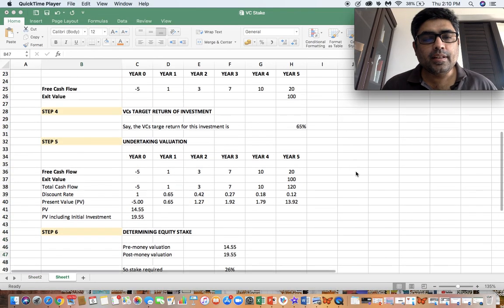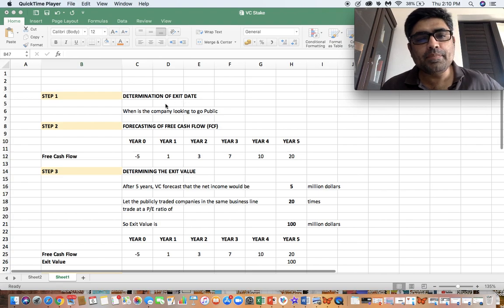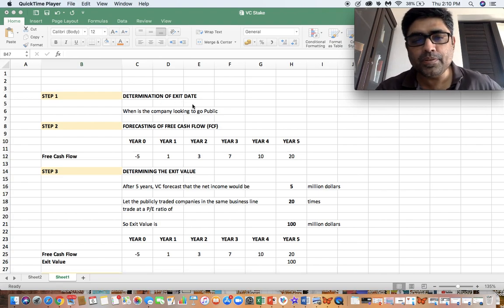As we see, the first step is determination of the exit date. The very day they make the investment, they have a clear horizon for which they are making the investment. Post that, they decide, say in this example, of going public, right? So determination of exit date is very important as the first step.